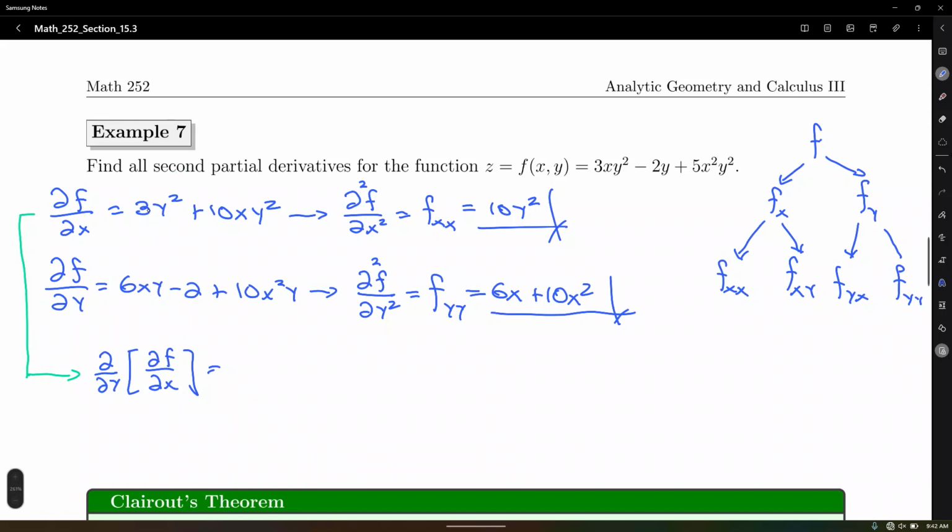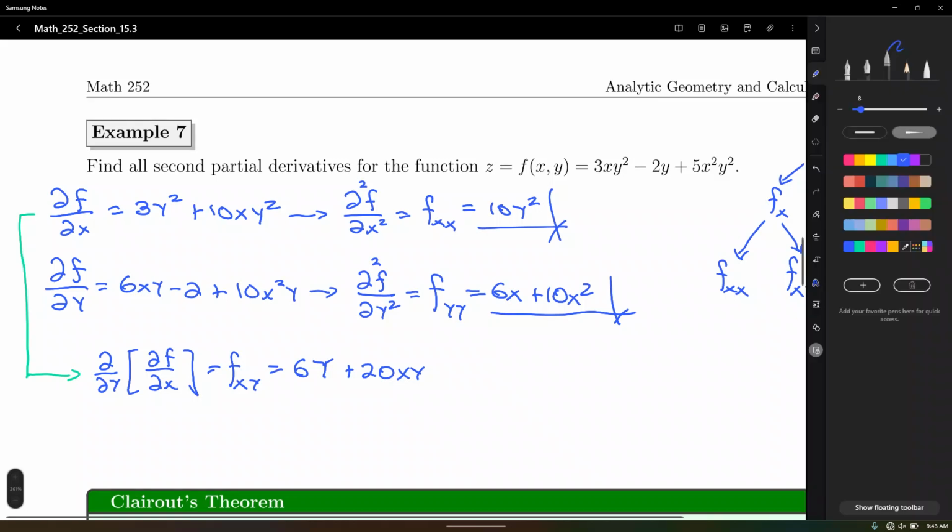Okay, so what we differentiated with respect to x here, now differentiated with respect to y. This term right here, 6y. And the derivative of y squared, that's 2y times 10x, that's 20xy. All right. Oh, hold on. Give me a second. Let me use the other notation again. So that is fx and then y. All right. So that is our result.